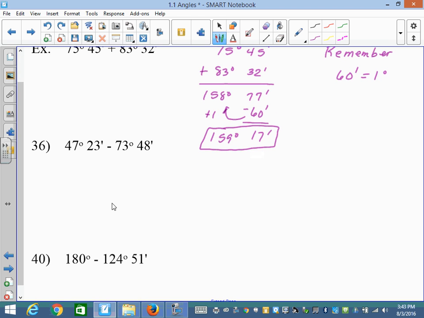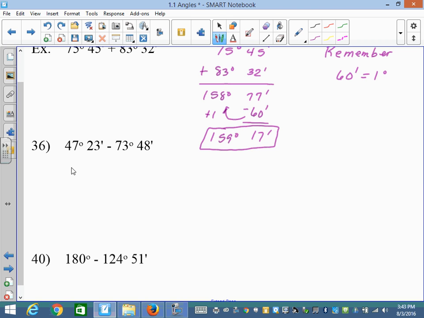Okay, now if you feel brave, pause for number 36 and see how you go. Otherwise, I'm going to go ahead and start working on this one. 47 degrees, 23 minutes, minus 73 degrees, 48 minutes. It's like any other negative number. You subtract them. I have a positive number, a negative number. Simply go through, subtract them, and then give it the sign of the larger. So I know this is going to be negative in the end.